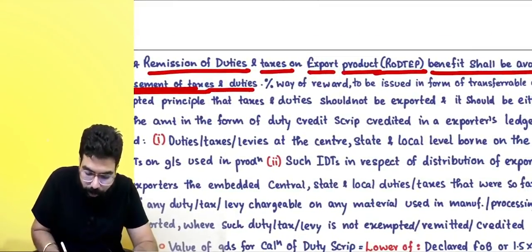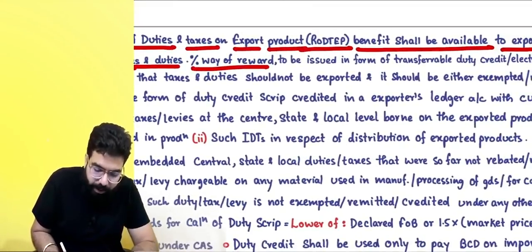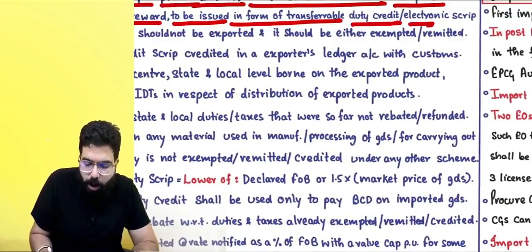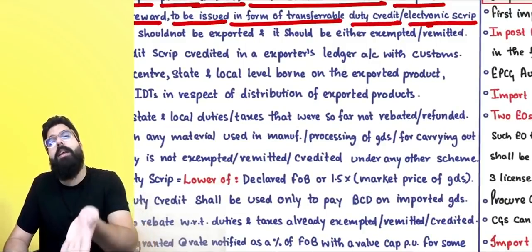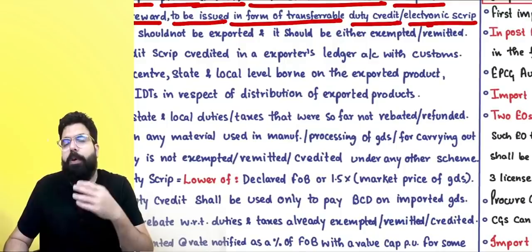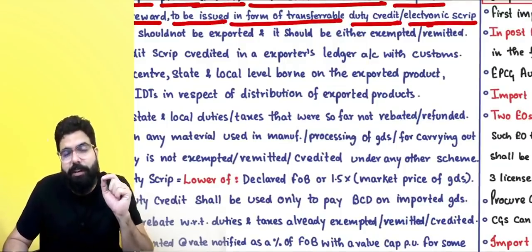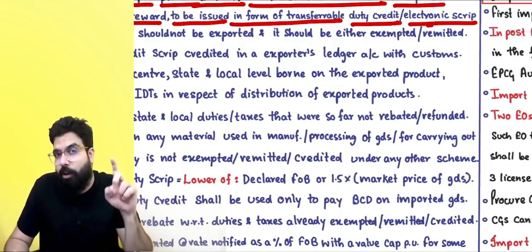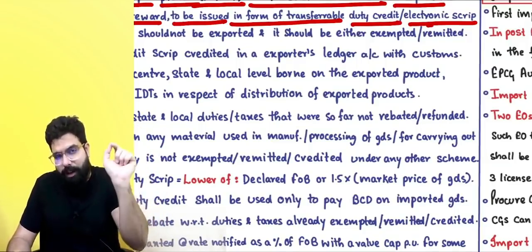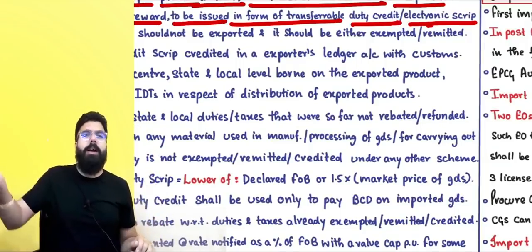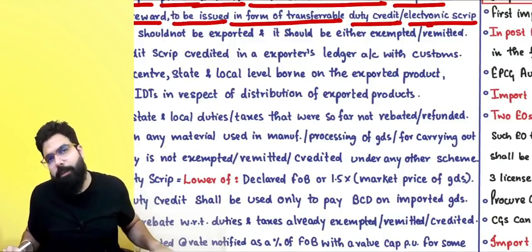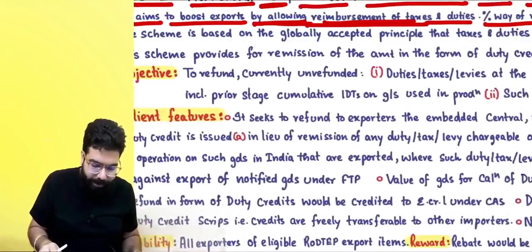Percentage by way of reward to be issued in the form of transferable duty scrip or electronic scrip. They will give you vouchers. Basically, they will give you transferable duty scrip, or they will give you electronic scrip. I hope you guys know now the electronic credit ledger is there. In the electronic credit ledger under the customs, they will put the money, which will be maintained under the customs system. Okay, sir, point is clear.